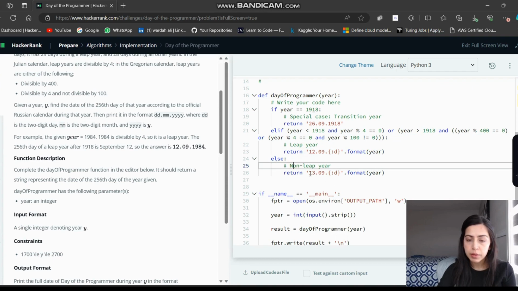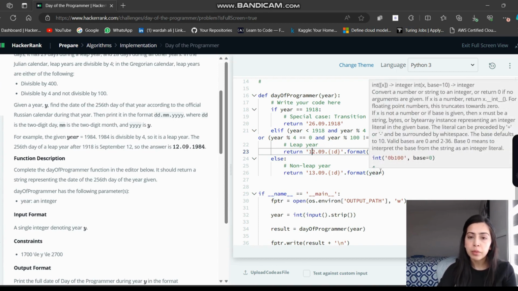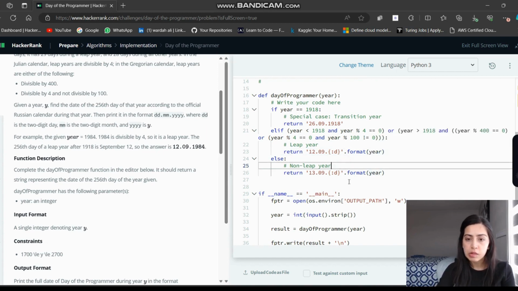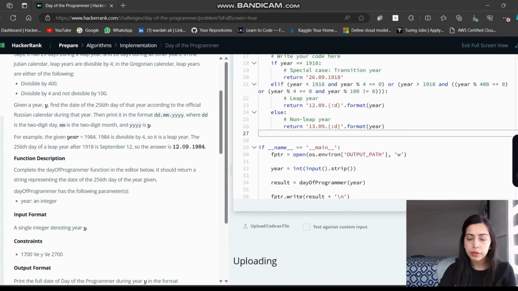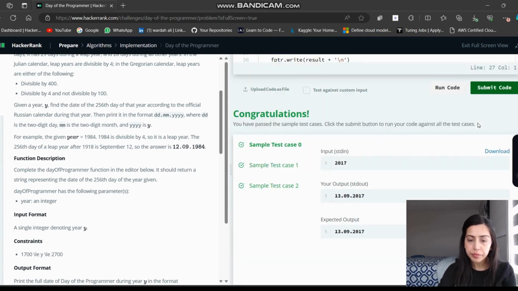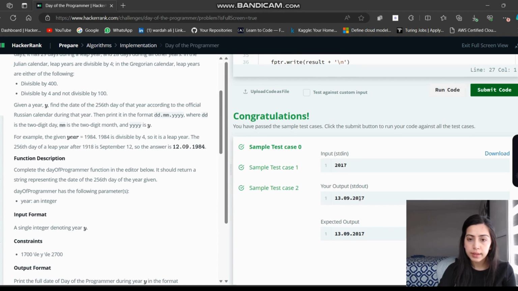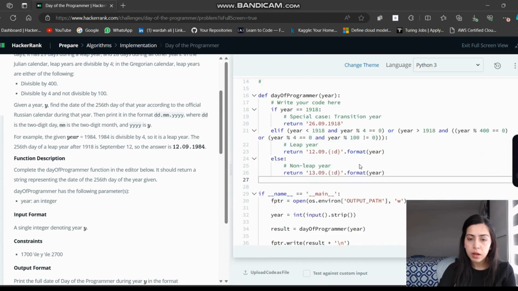Otherwise, in the else statement, we will just return the normal date, just one day ahead of the leap year date, because in both calendars February has more days in a leap year than in common years. So that's what we are doing over here. I hope you were able to understand it. So let's just run the code and see. Yes, it is working and we can submit it.